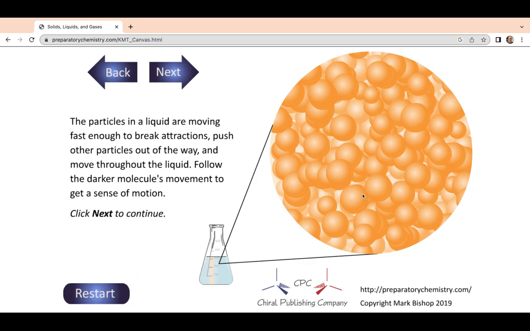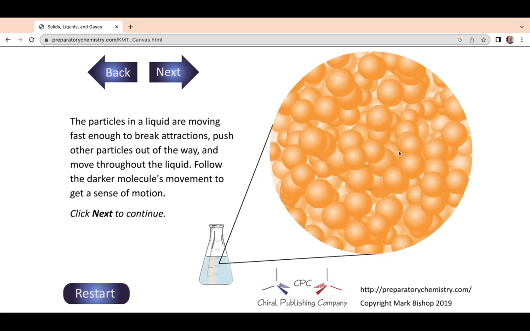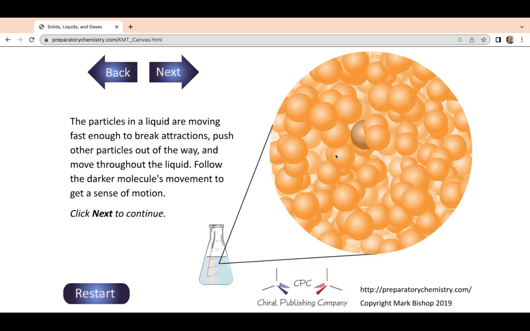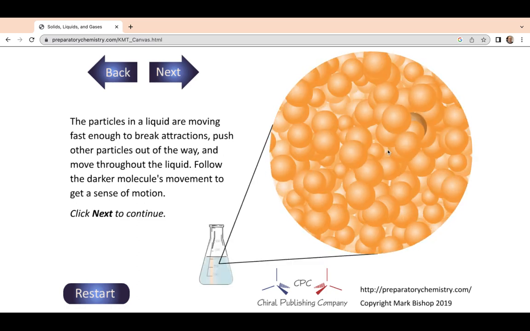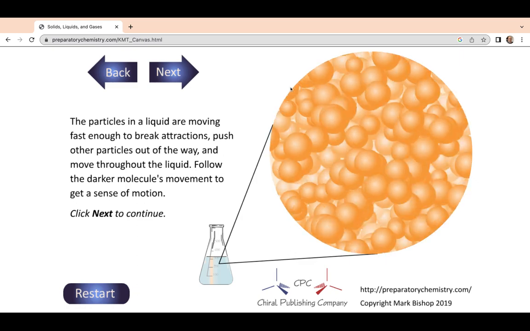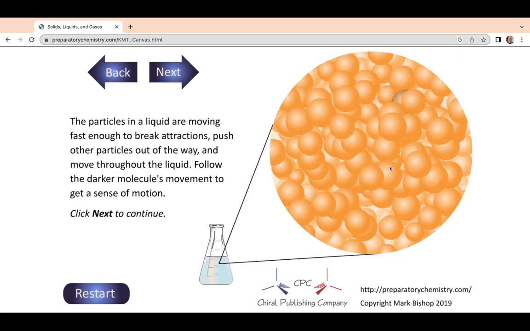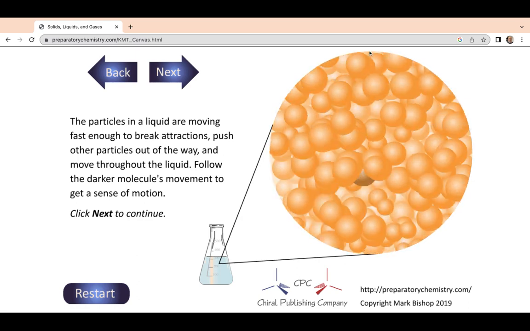So the organized structure then collapses and the solid becomes a liquid. So here we have a liquid now. Notice that the particles are moving quite a bit faster. And look at the dark particle here. It can move out of its little sphere of space, and now it can move a lot further around. And so that is giving you the idea of what a liquid looks like.